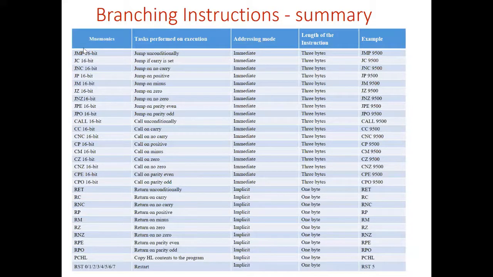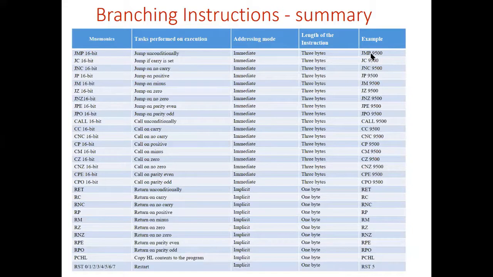So for every branching instruction, you need the 16-bit memory address after the opcode. Here JMP is the opcode, and this 16-bit memory address will be the operand. It may be any memory address as per your requirement. For example, JMP 9500. So the microprocessor needs to jump to this memory location by skipping some of the instructions before this. This is the unconditional jump instruction.